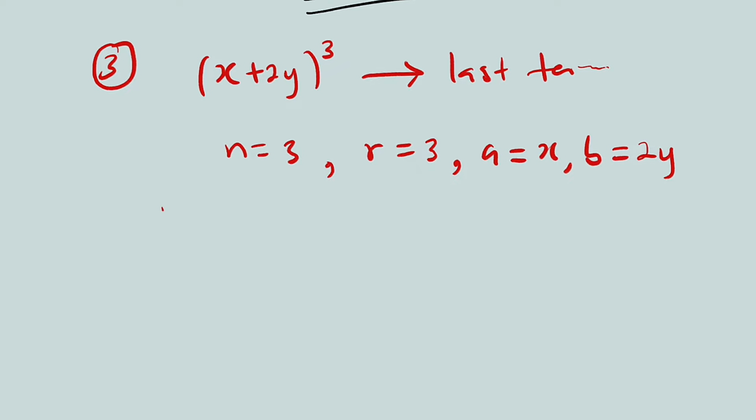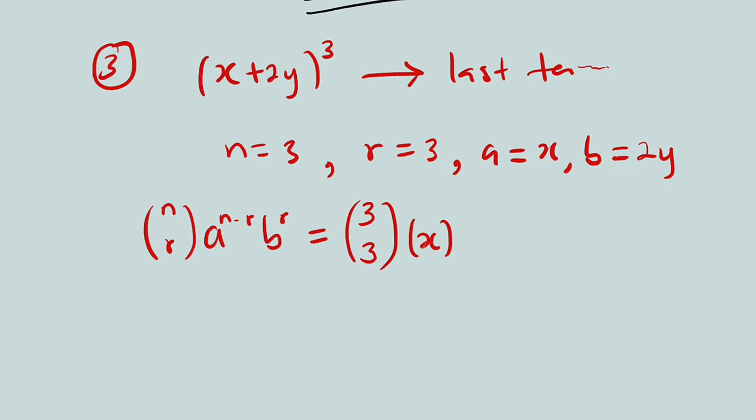Then for the formula, it is N combination R, A raised to the power of N minus R, B raised to the power of R. And this is equal to N is 3, combination 3 again. Then A, which is X, to the power of N minus R, that is 3 minus 3. Then B, which is 2Y, raised to the power of R, and R is 3.